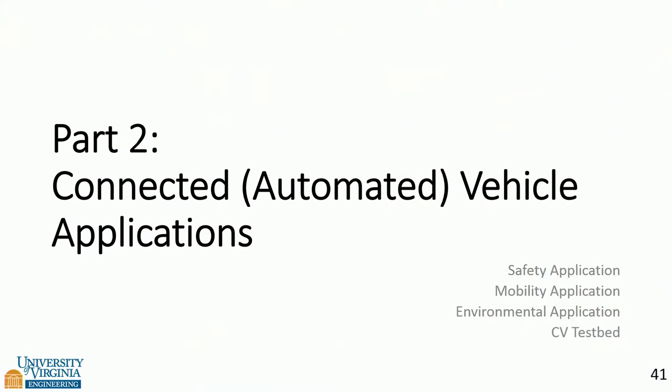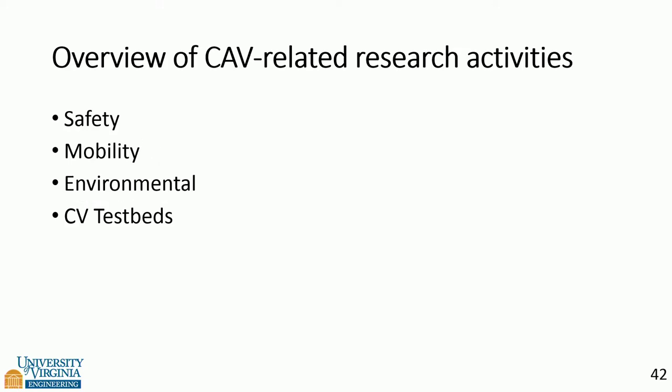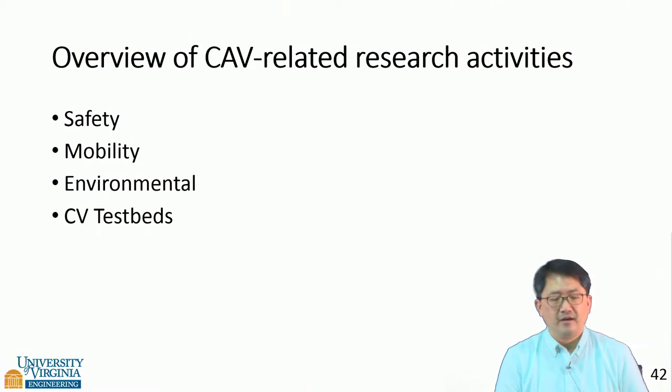I'm going to spend some time on this one and then we'll stop in 5 minutes. So next one is applications. This has a lot of information: safety, mobility, environment, and also some CV testbeds I'm going to discuss. Obviously, the most important aspect is the safety. Again, to sell this to Congress, mobility and environment are important. And test beds are being developed for assuring an environment that is not open to the public, to do a lot of rigorous testing. That's something you cannot do on the public road.